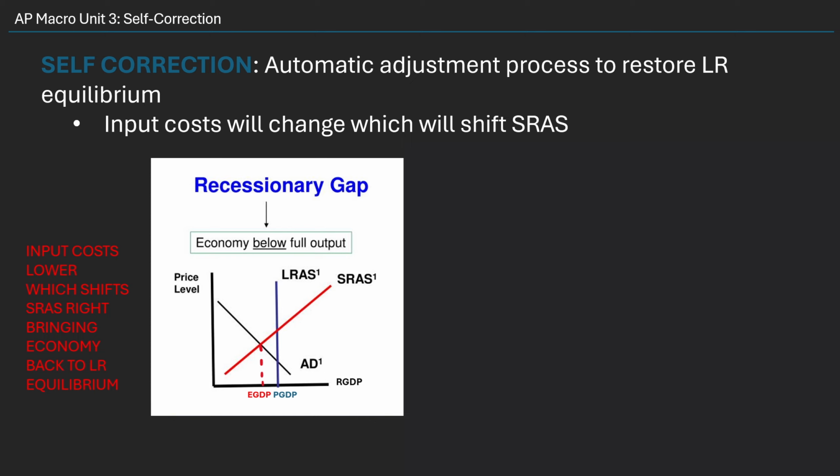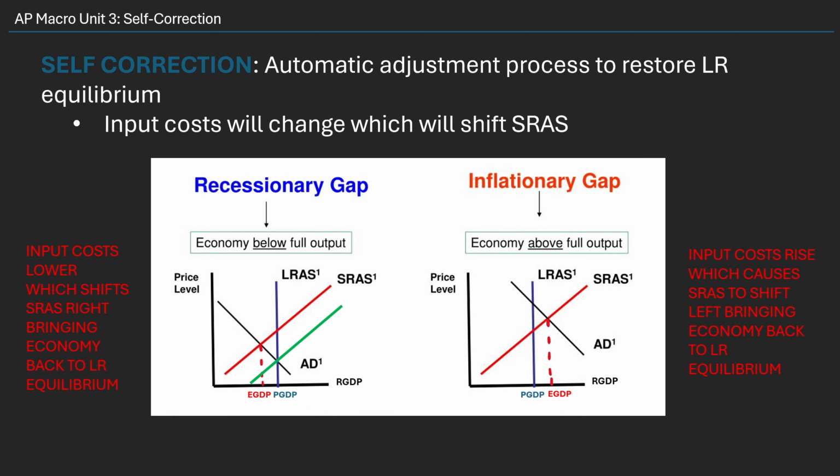Self-correction works through changing input costs. If you're in a recessionary gap, then input costs are going to lower because it's easier and less expensive to make a business, which will shift short-run aggregate supply right and bring you back to long-run equilibrium. If you're in an inflationary gap, input costs are going to rise because it's more expensive and you have to pay your workers more. So short-run aggregate supply is going to shift left and bring the economy back to long-run equilibrium.